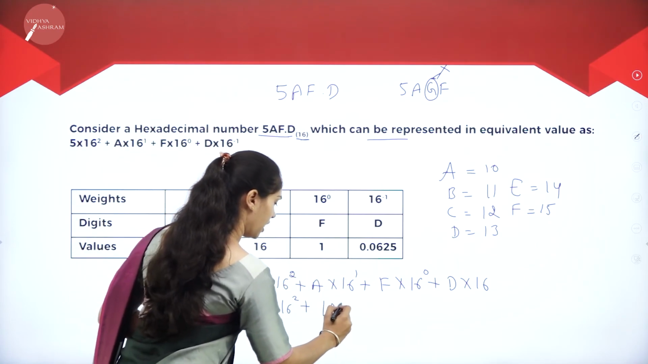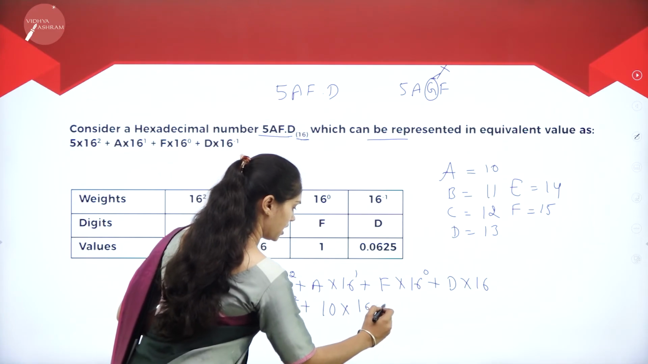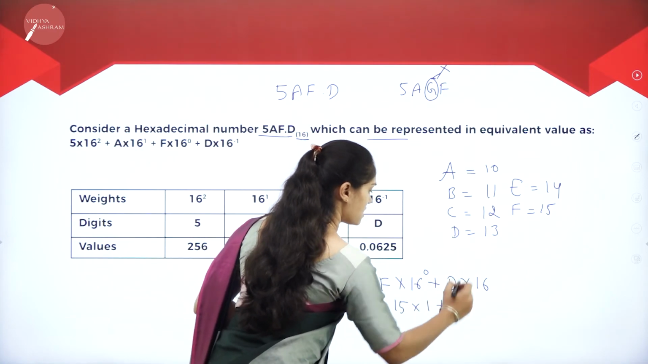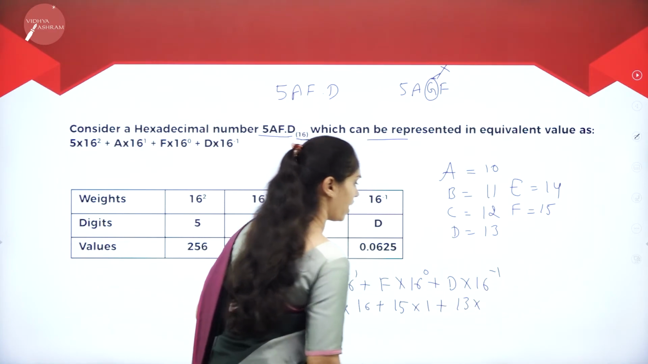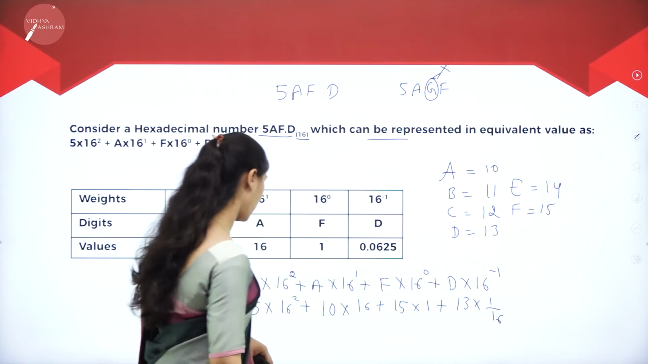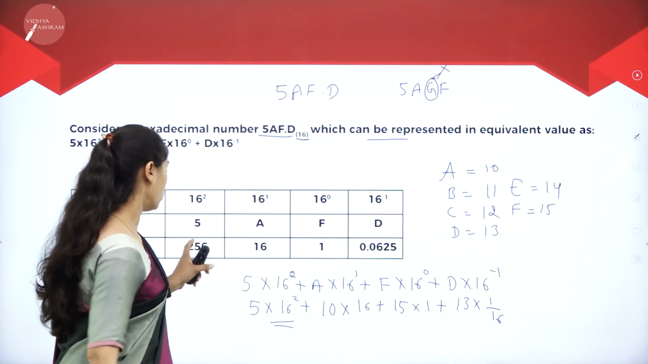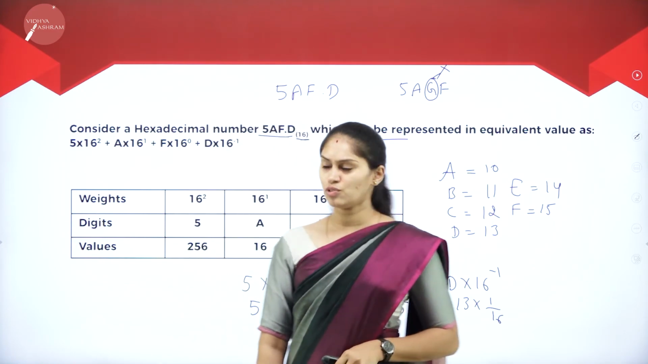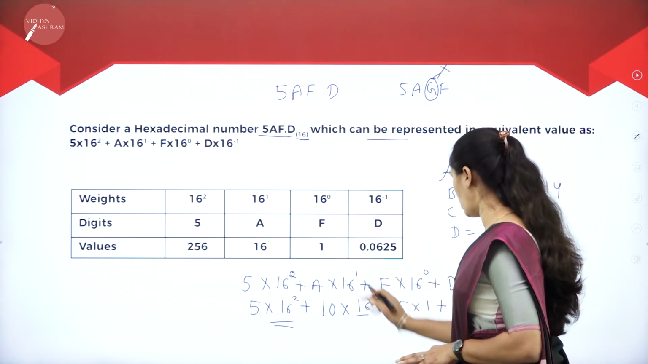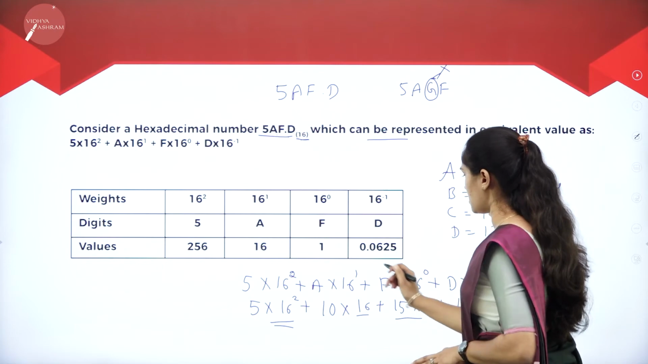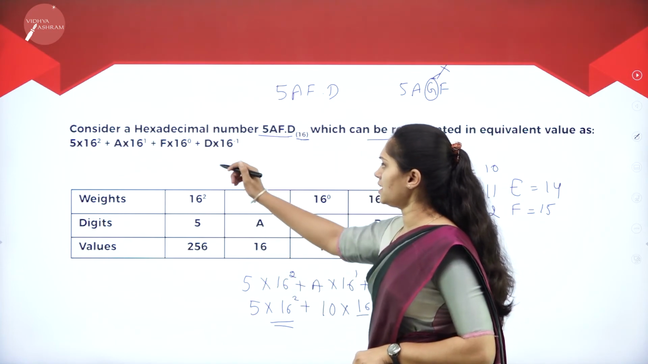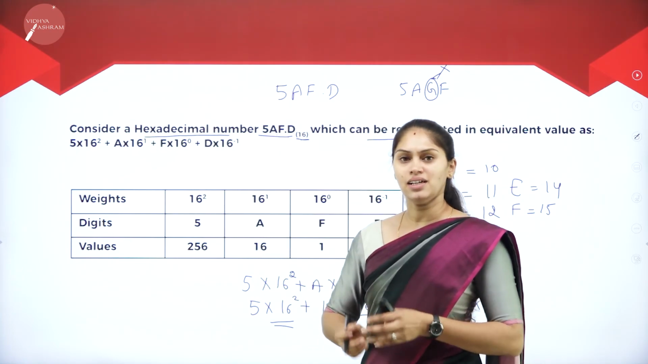That is 10 into 16 power 1, which is 16 itself, then F is 15, and any number with power 0 is absolutely 1, and D is 13 into, what is this weight? That is minus 1 we are going to give. So 13 into 1 by 16 will come. When you get this, we are going to get the value 256, that must be multiplied by 5 plus, and this value, this weight. So 15 into 1 is 15, and 13 into 1 by 16 will be 0.0625.